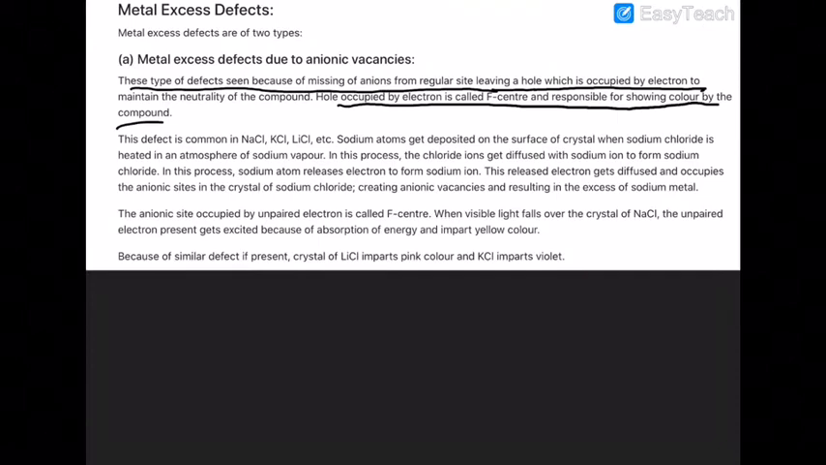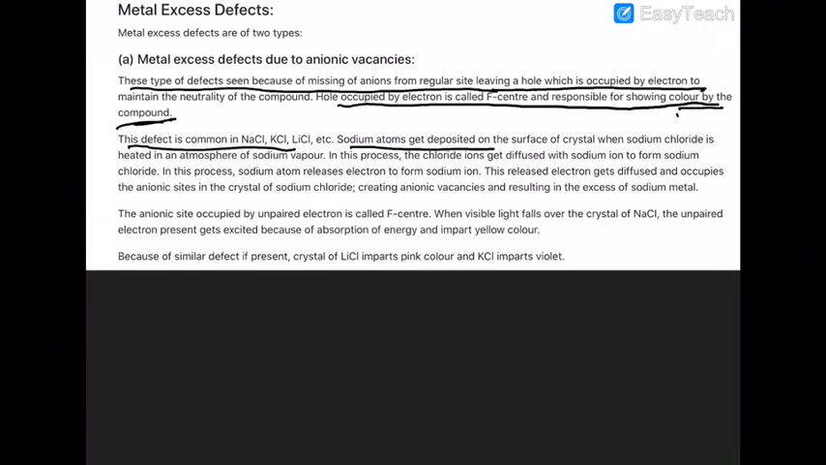I am repeating once more. The hole means anionic vacancy. The anionic vacancy occupied by an electron is called an F center and is responsible for showing color to the compound. The defect is common to NaCl, KCl and lithium chloride.